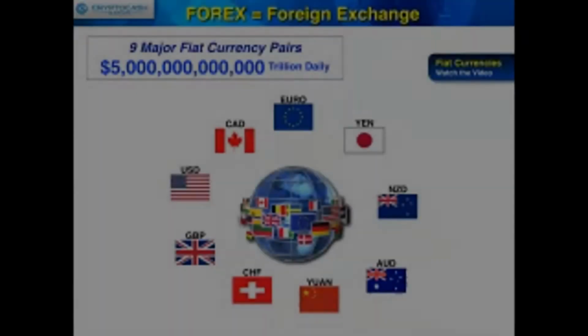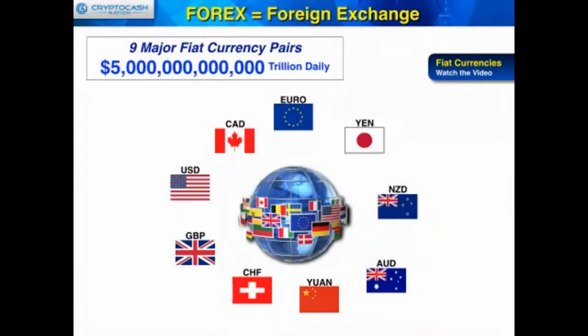humongous calculation or number. And we're going to look here, and these are called fiat currencies. The major currency pairs: the euro, the yen, the New Zealand and Australian dollars, the yuan, the Swiss franc, the British pound, US and Canadian dollars. These 9 currency pairs dominate the Forex market. And there's trade going on all the time.